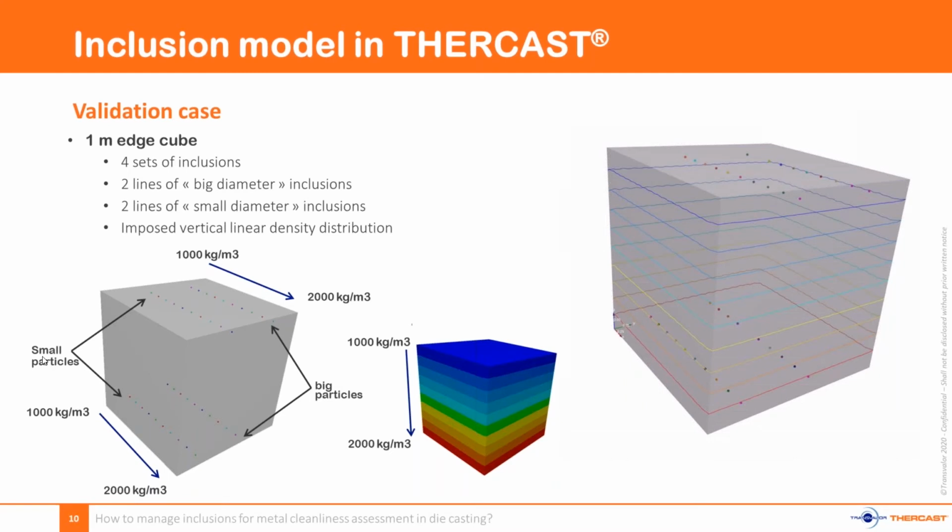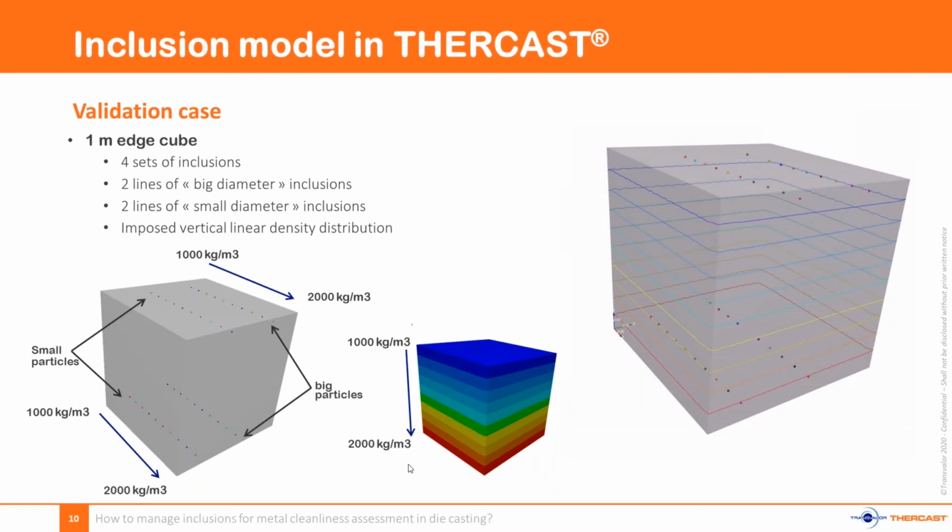Another parameter in this cube is that we have imposed a vertical linear density distribution, which is from 1,000 kilogram per cubic meter to 2,000 kilogram per cubic meter, in the vertical direction. And actually, the particles have respectively a variation of density also from 1,000 kilogram per cubic meter to 2,000 kilogram per cubic meter in that direction. Okay, so this is the context of the validation case.